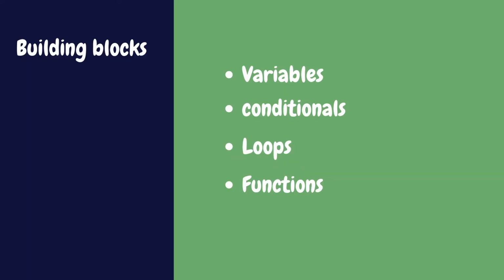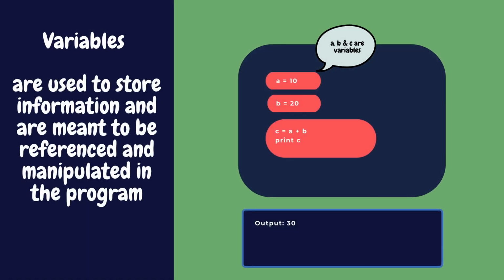Now let's talk about the four building blocks that we come across in every programming language. The first one is variables. You can think of a variable as a container that holds some piece of information. They are usually placed at the top of the program so that they can be used again and again during the course of the execution.